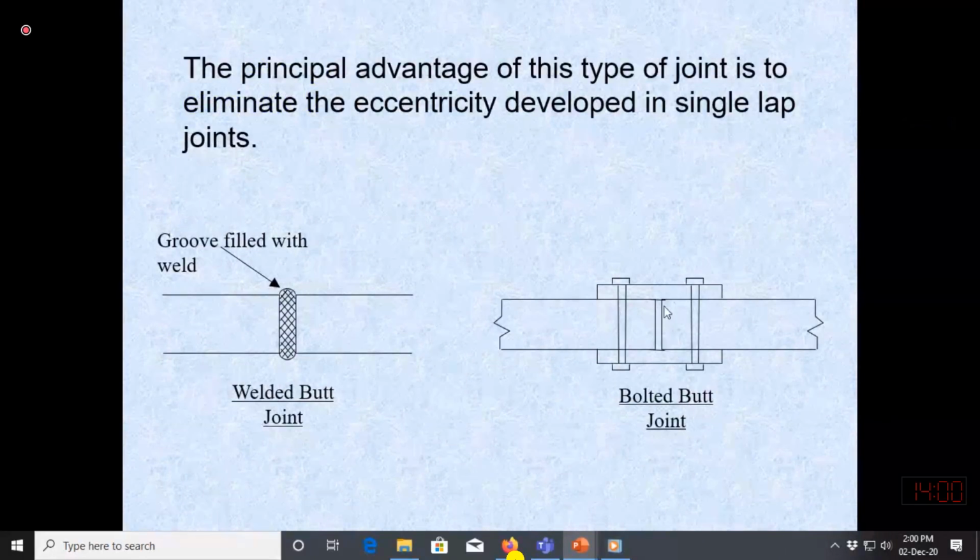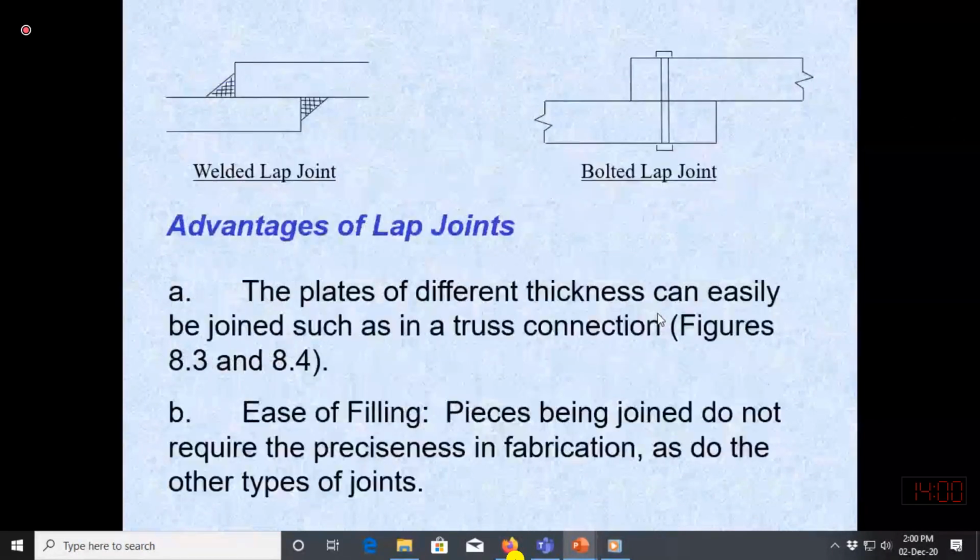Actually here, the edge should be very smooth and proper if you want to connect by welding. But in the case of a lap joint, the plate may be cut at the edges with the flame or with a gas cutter. They may not have very smooth surfaces at the ends.